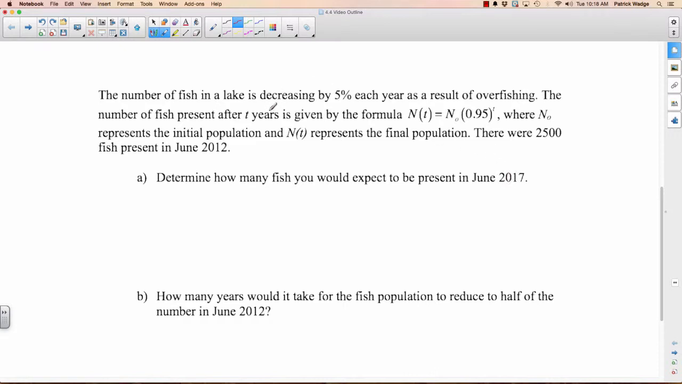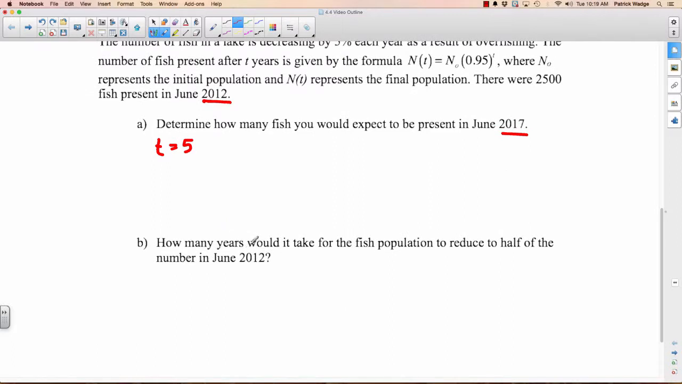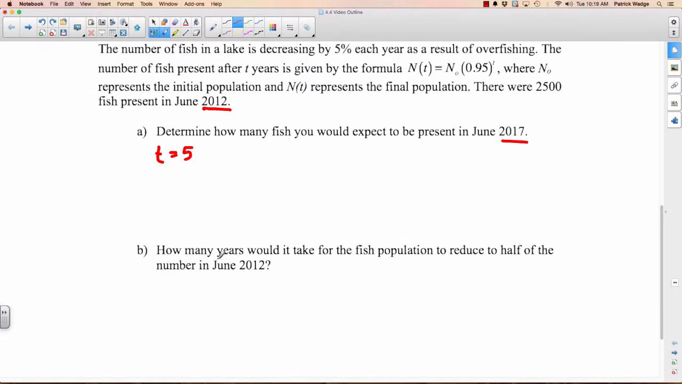So again, we're interested in 2017, and this started at 2012. So our T amount in this case is 5 years. We're interested in 5 years later. So once again, you could take that 5 and just plug it in right there, and you could get your answer. So I'll leave that for you to do, but let's do this by the graphing method, because you're going to have to graph it anyways to get the second one.